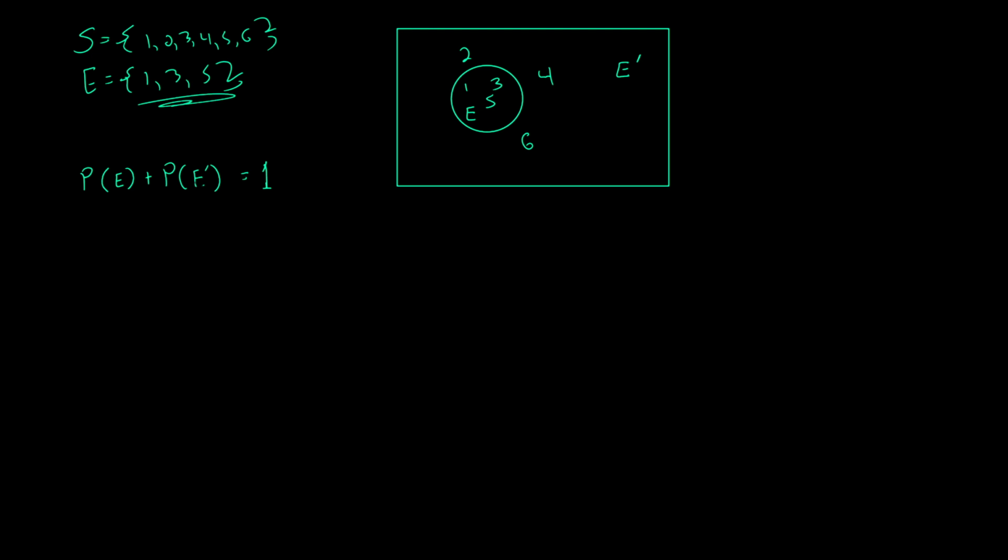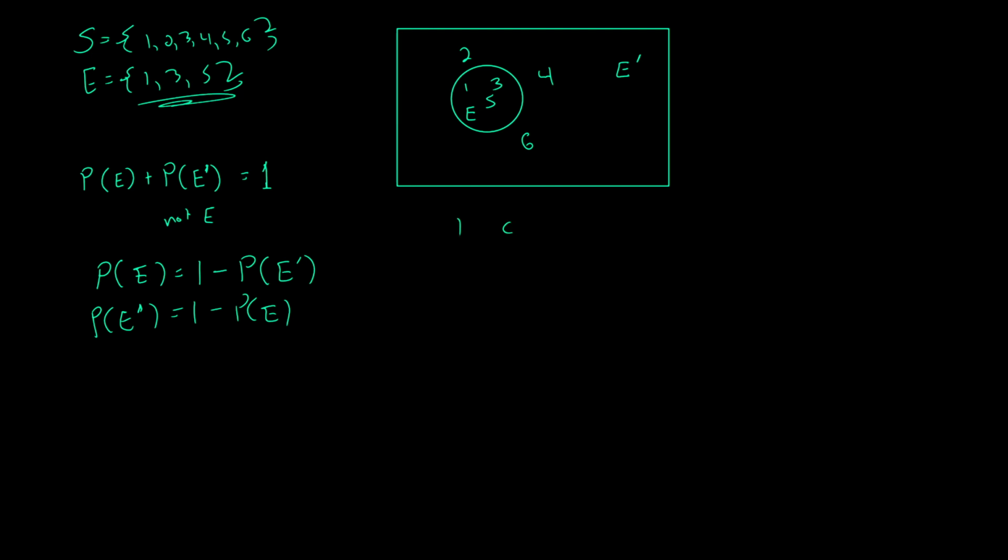Now, your book is going to call this complement not E, everything that's not the event. And this sets up the mathematics that we use, because we can say that the probability of the complement, or the not, is equal to 1 minus the probability of the event. And it's this 1 minus that we can use a lot when needed.